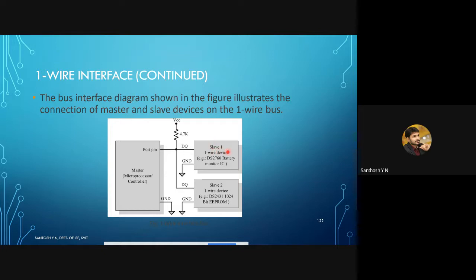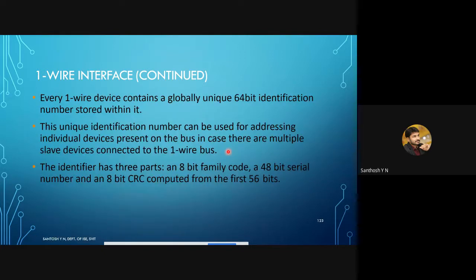Now we'll understand the three parts of the identification number. The 64-bit identification number is divided into three parts. The first part is called the family code, the second part is called the serial number, and the third part is a CRC code computed from 56 bits. The first part is 8 bits, called the family code. The second part is the serial number, whose length is 48 bits.